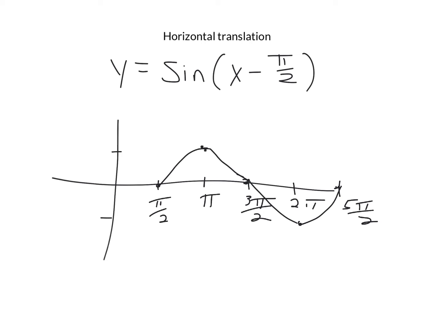Just as a reference, and so you can visualize the shift to the right pi over 2, I'm going to draw the original. The original was here. Went up to 1, down to pi, down to 3 pi over 2, then back down to 2 pi.